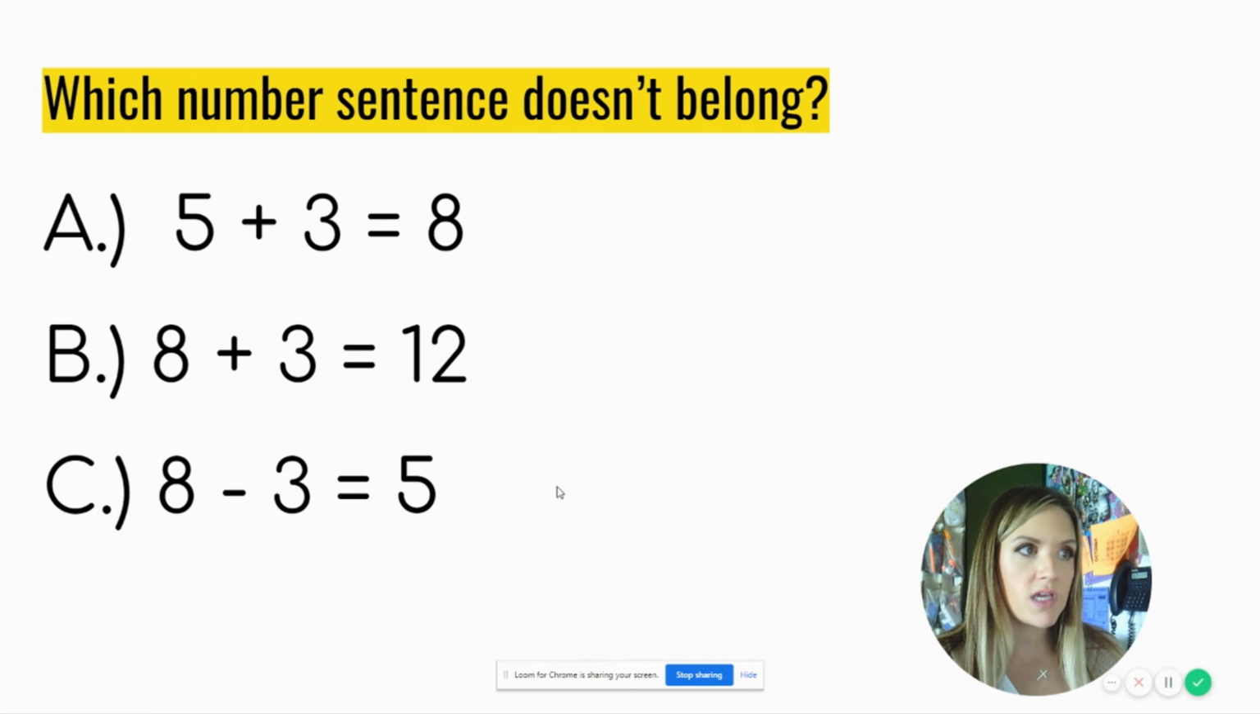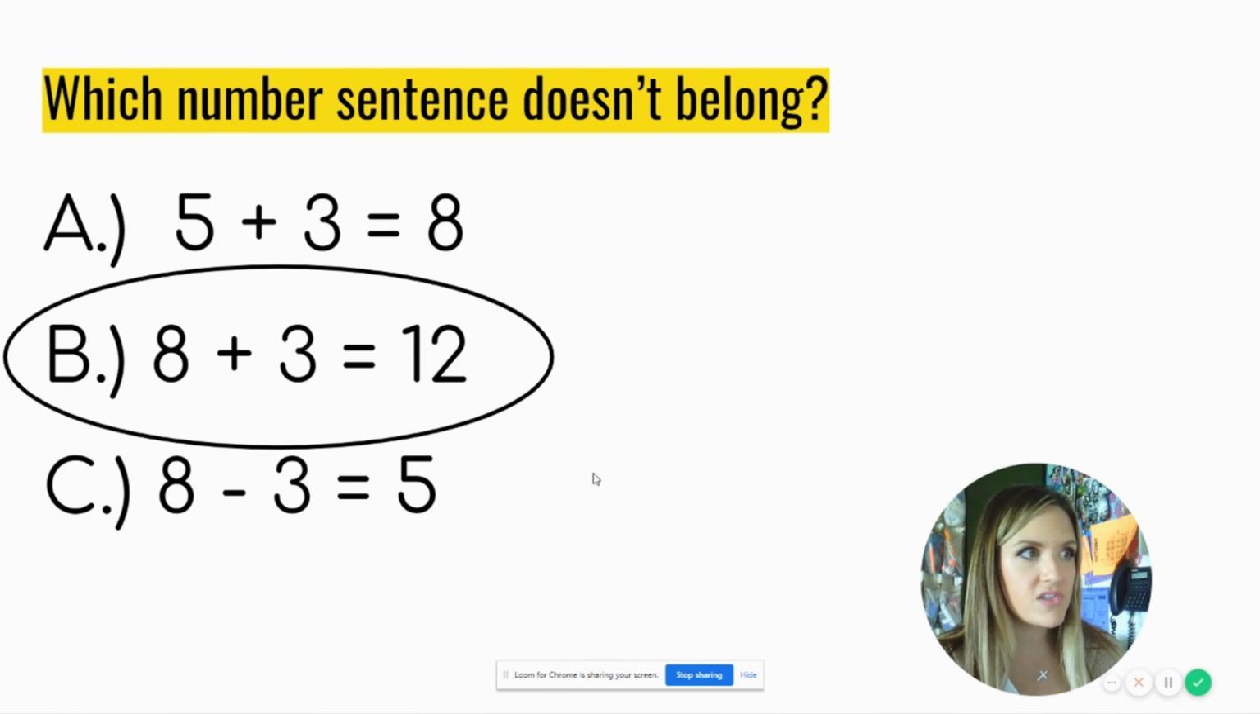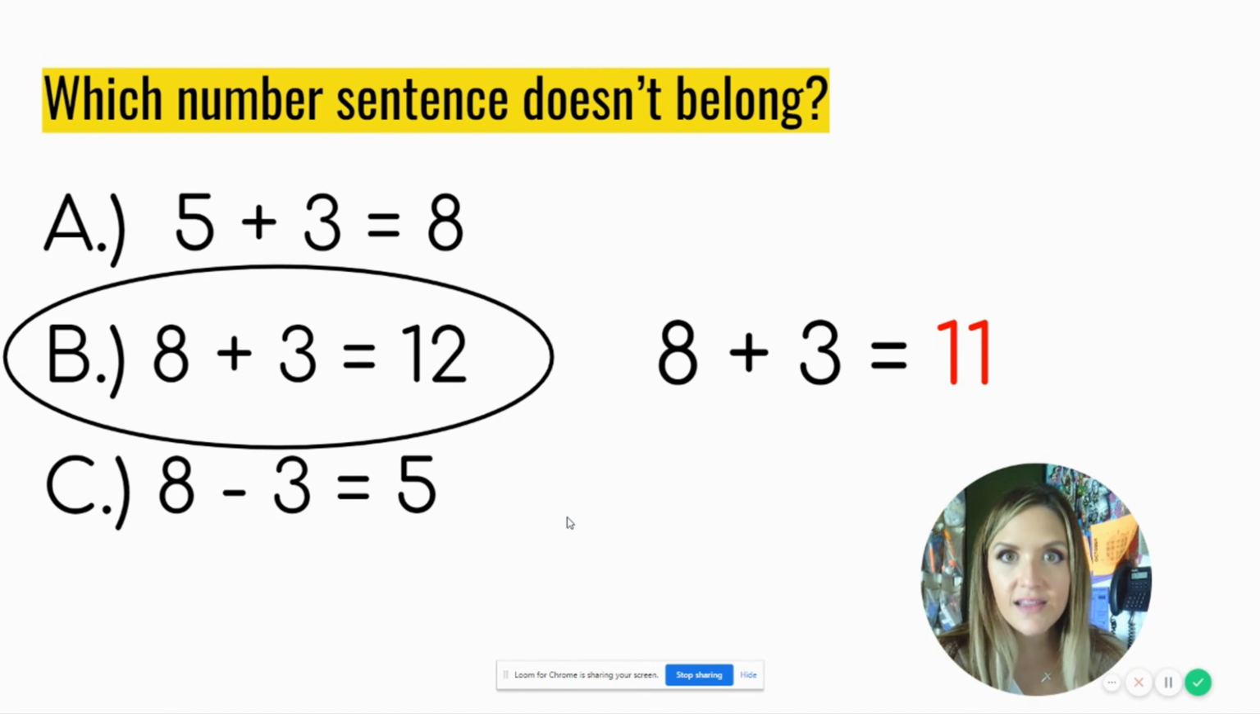8 plus 3 equals 12. That is not correct. 8 plus 3 does not equal 12. So hopefully you said B was the number sentence that doesn't belong. Now we need to fix it. 8 plus 3 equals what? What does 8 plus 3 equal? Say it out loud right now. Hopefully you said 8 plus 3 equals 11. Good job. Okay, now you know how this game works.